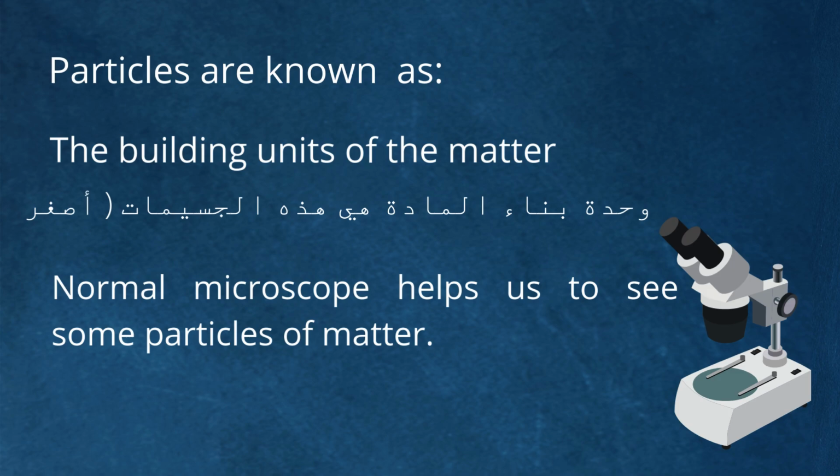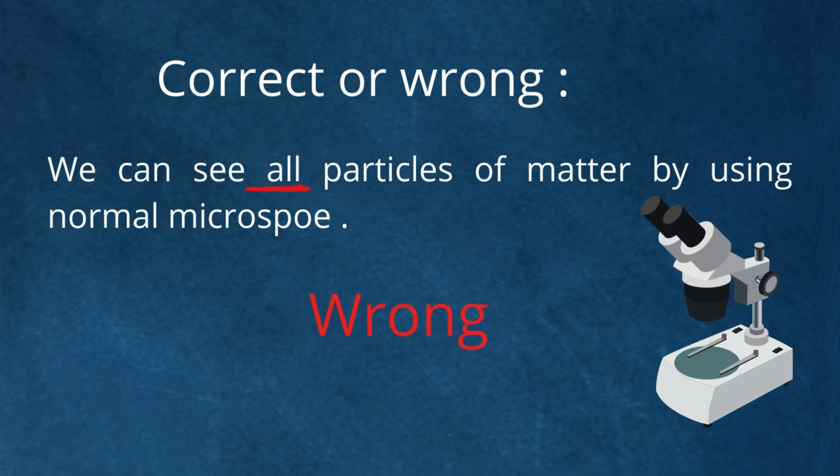So some of these particles we can see with the normal microscope. If we have a question like correct or wrong: we can see all the particles of matter by using the normal microscope. Is it correct or wrong? The answer would be wrong, because we can see only some of these particles by using a normal microscope, okay?